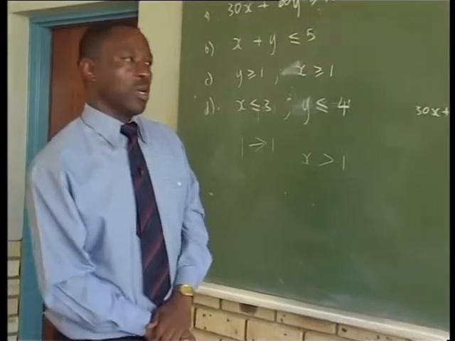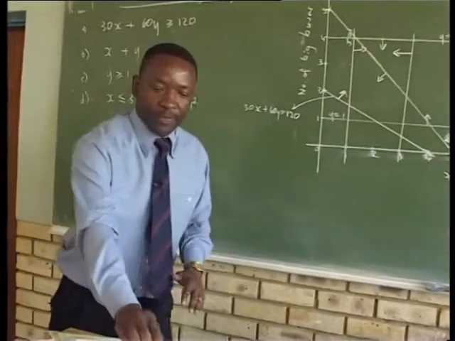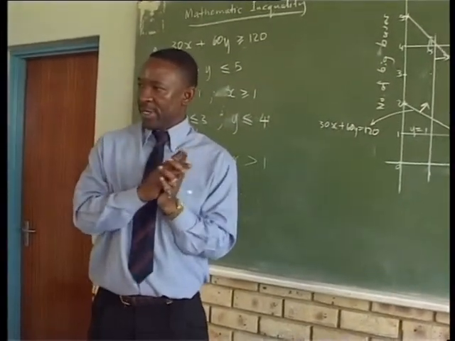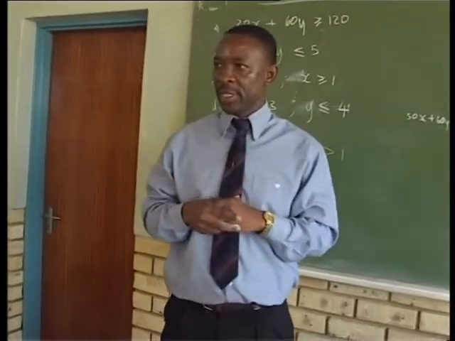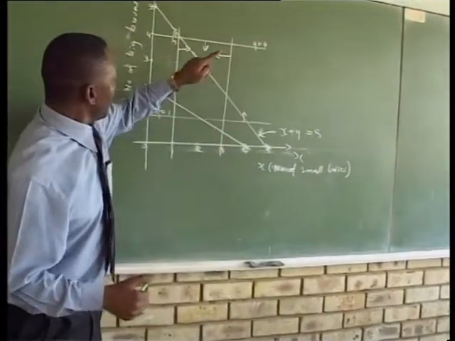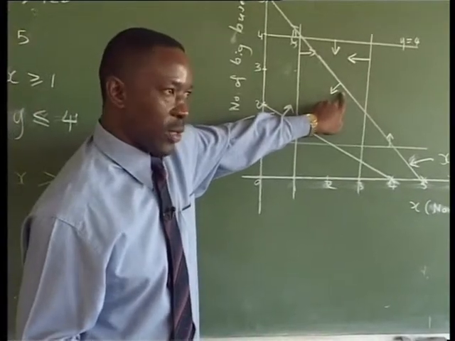Where do you plot? Above or below? Above. Now, look here. Here we are looking for a region that is going to satisfy all the pointers that we have made. Do you understand? Now check this. This region does not satisfy this line, this point.